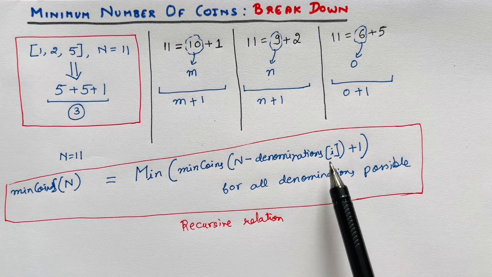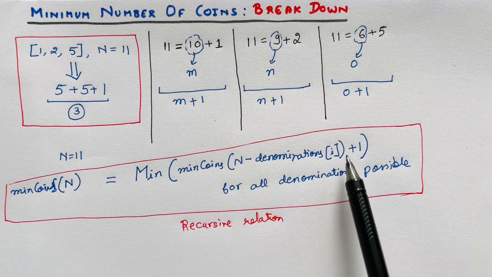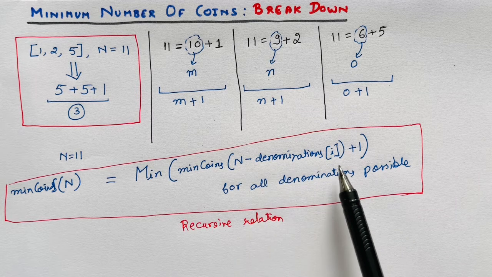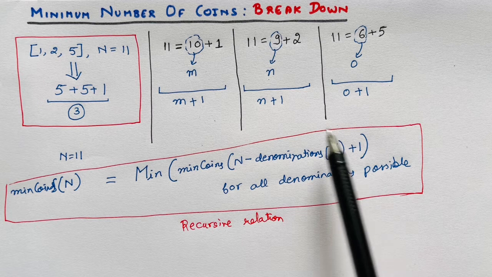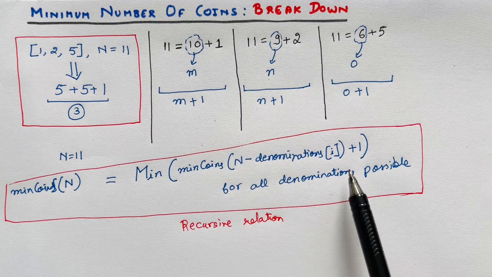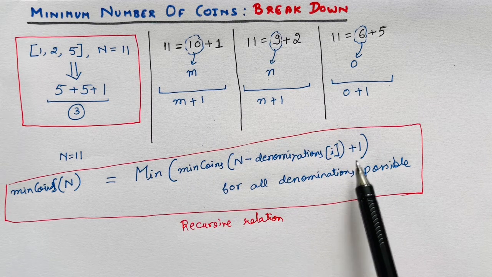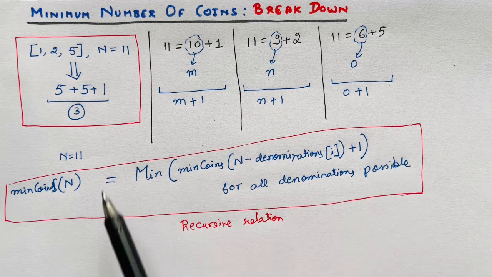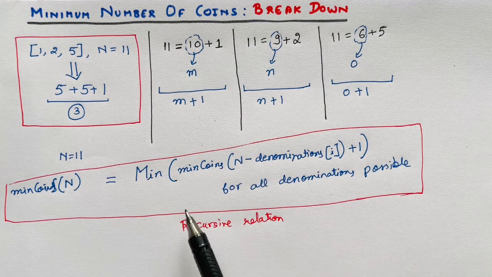Now what will be the answer for the original problem? It will be minimum coins of n minus denomination value, plus 1. But this is just the candidate answer. This may not be the final answer. The final answer will be the minimum of all these values possible for all possible denominations. So this was our recursive relation.